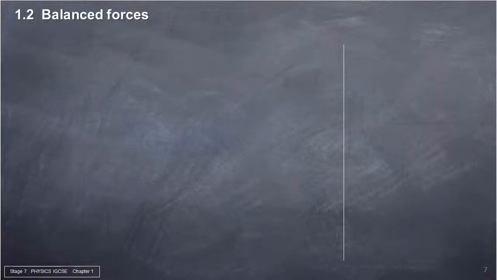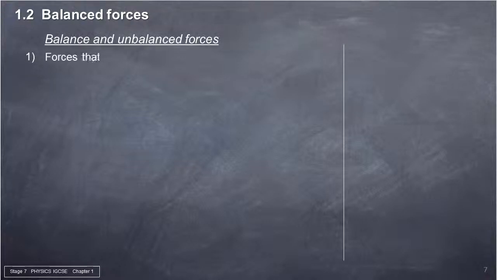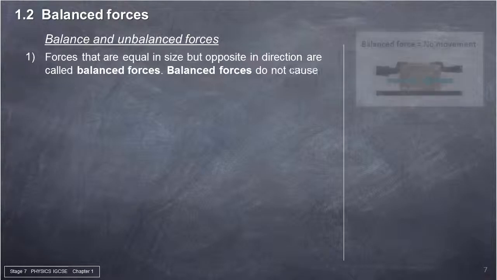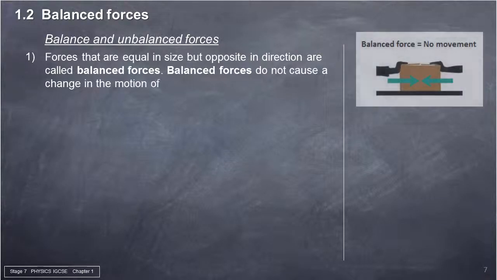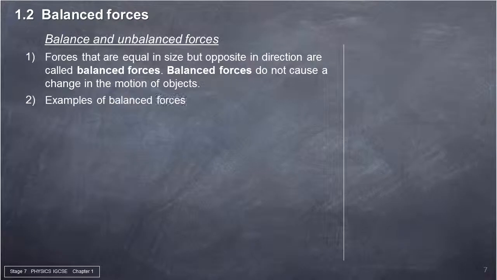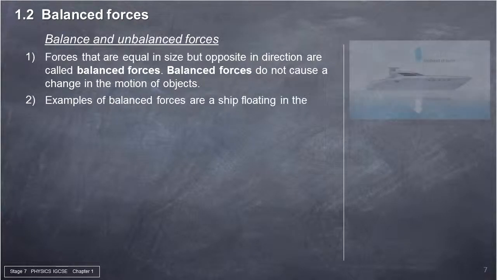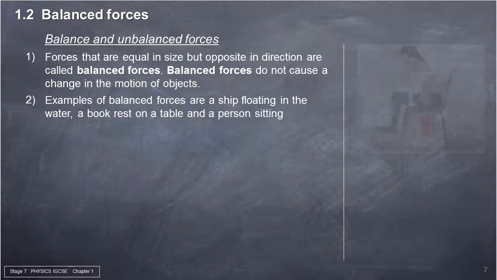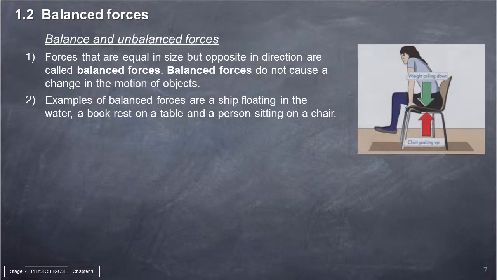1.2. Balanced forces. Balanced and unbalanced forces. 1. Forces that are equal in size but opposite in direction are called balanced forces. Balanced forces do not cause a change in the motion of objects. 2. Examples of balanced forces are a ship floating in the water, a book resting on a table, and a person sitting on a chair.